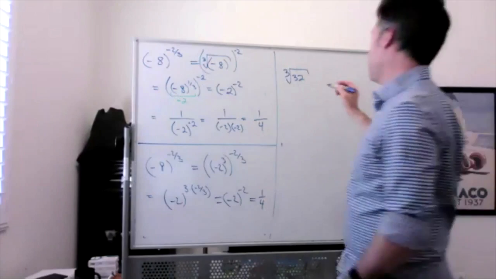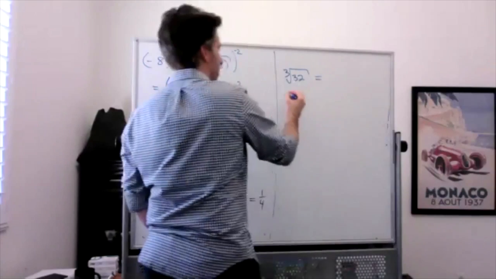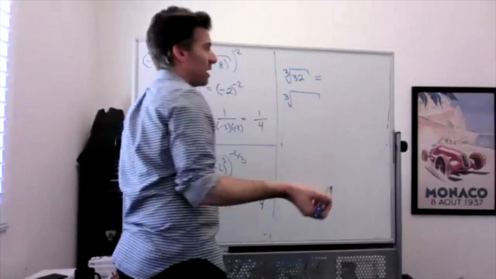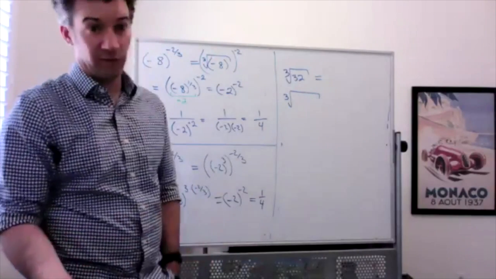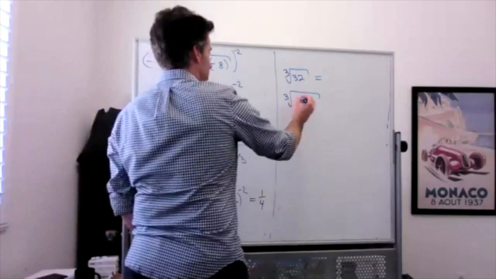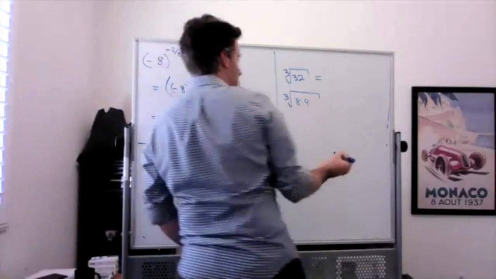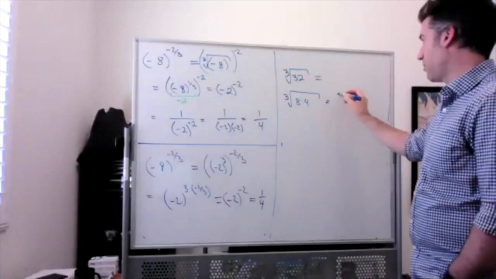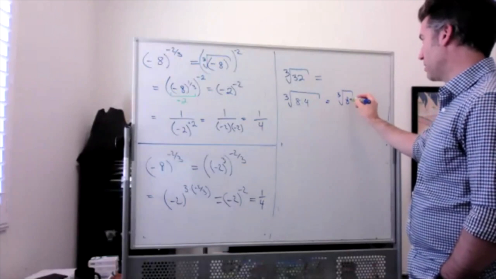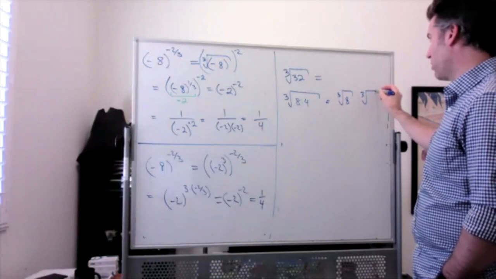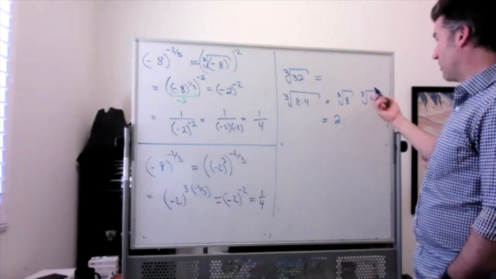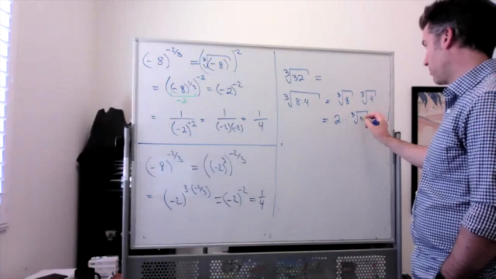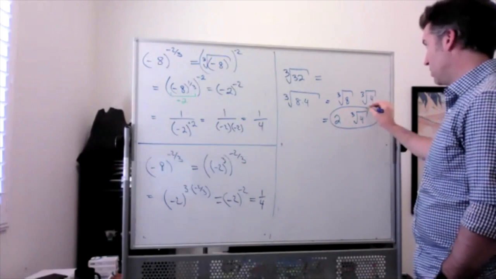So I know that 8 is a cubic number, and I know that 8 is a factor of 32. So I could write this as the cube root of 8 times 4, and then break that up as the cube root of 8 times the cube root of 4. The cube root of 8 is 2, and the cube root of 4 is just the cube root of 4. So this would be considered simplified.